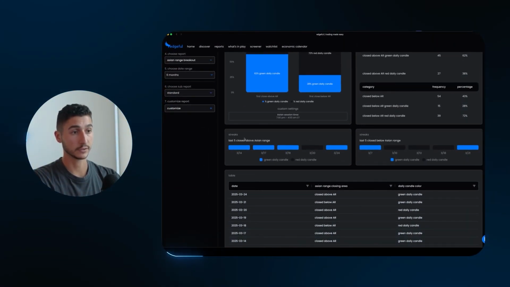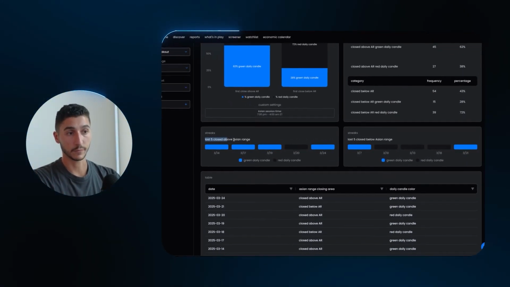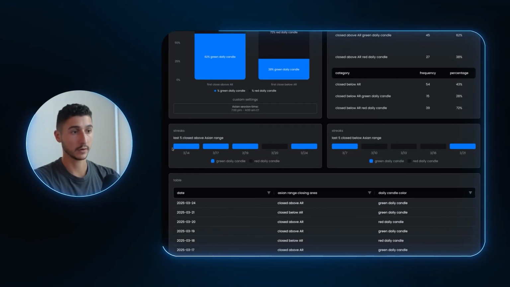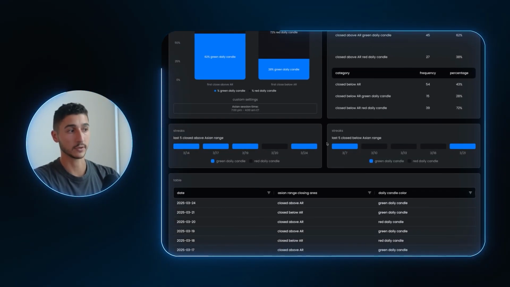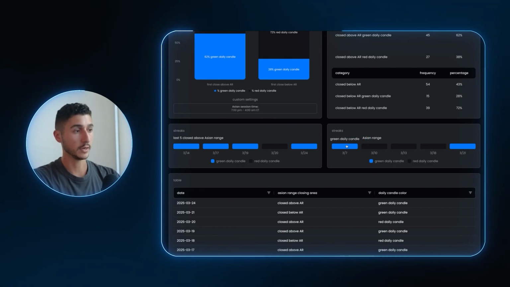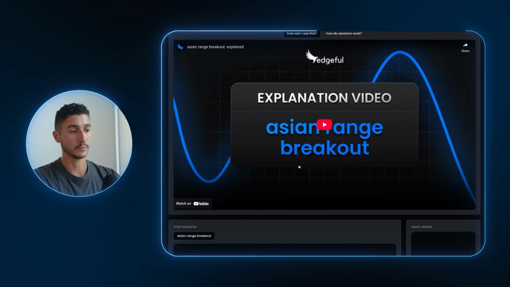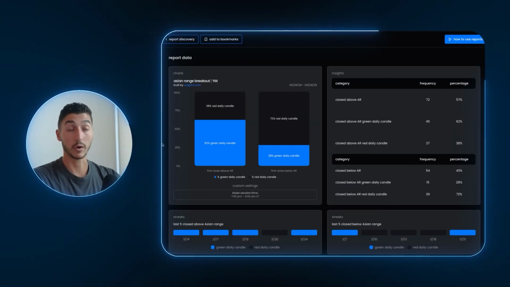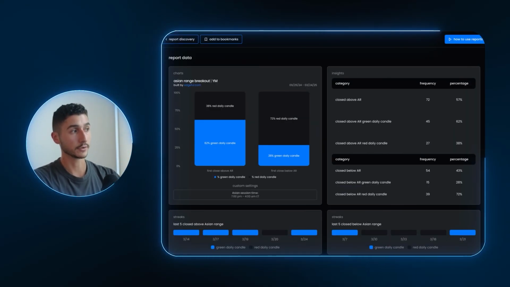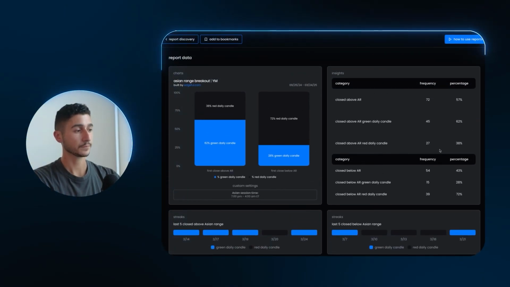Here are the streaks. So you can see the close above Asian range, which would be this one here. Here are the days, 4 out of the 5 closed green. Here closed below, 3 out of the 5 closed red. So obviously you should watch this video. Well, you are watching that video actually, but on the other reports, you should watch these videos.